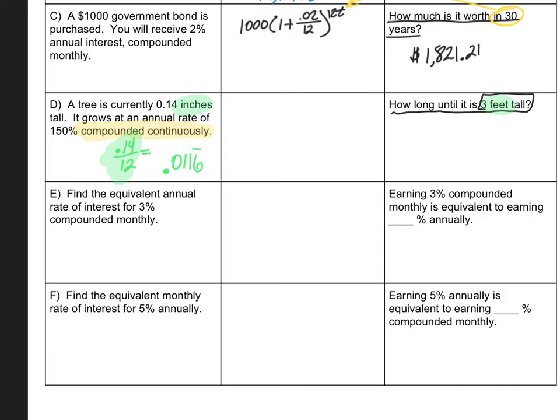So we're going to go to the starting amount. Well, the starting amount is the 0.14 inches, but divided amongst 12 because we're trying to figure out the feet. We can leave it that way as a starting amount as well. Since this is compounded continuously, we will use the E. Our rate in this case is higher than 100%, so it's going to be 1.5.